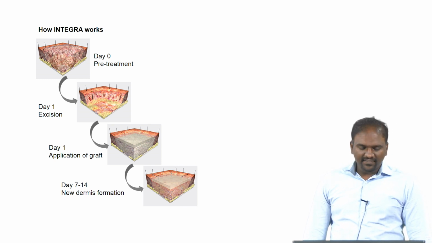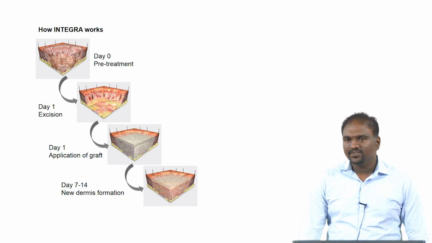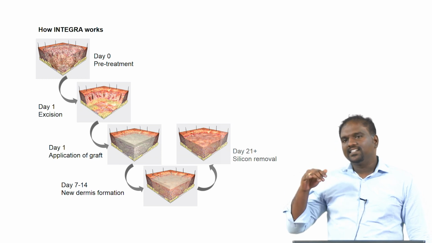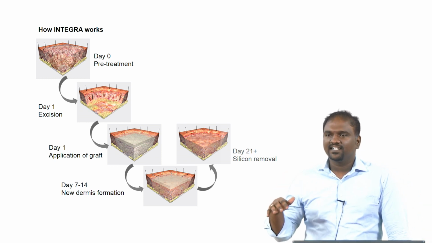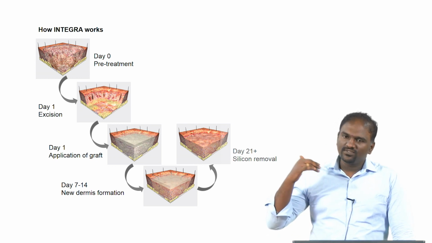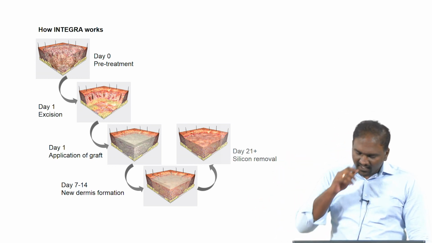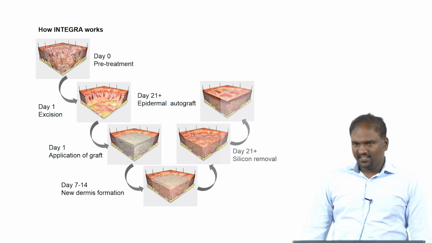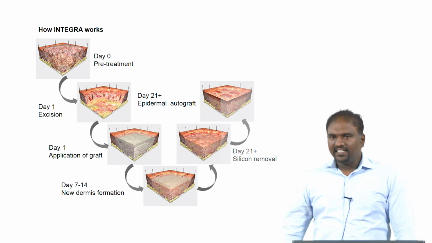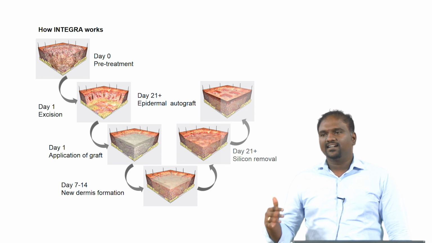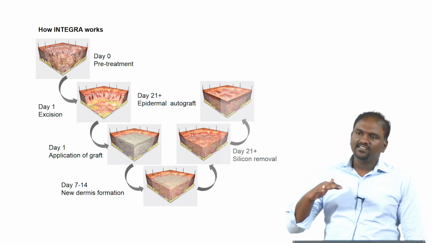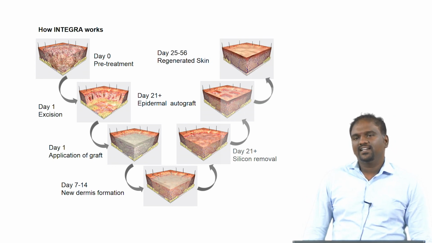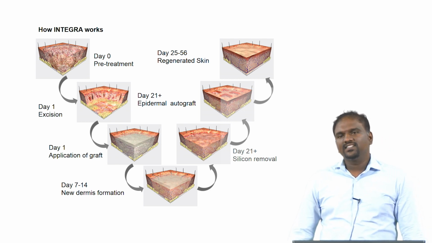After the 7th day, the new dermis will be formed. Once the new dermis is formed, they remove the silicone layer on top. The silicone layer is given to avoid contraction and to keep moisture from going outside of the wound bed. Once the silicone is removed, they take the autograft by dermatome or any other technique. They cut that tissue from the patient and place it over the dermis. After 25 or 56 days, we get the regenerated skin. This is how Integra works.